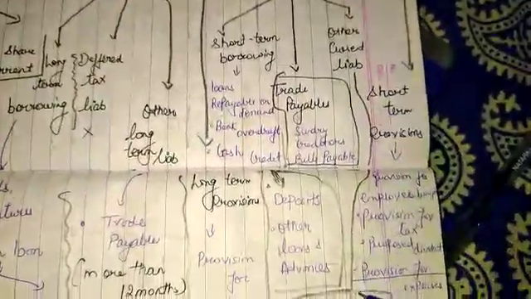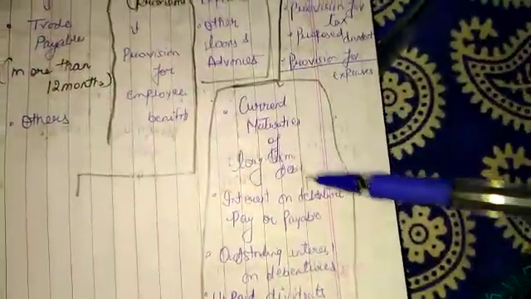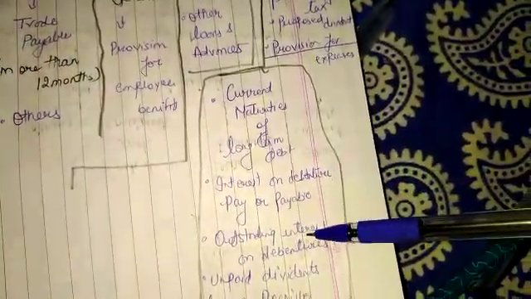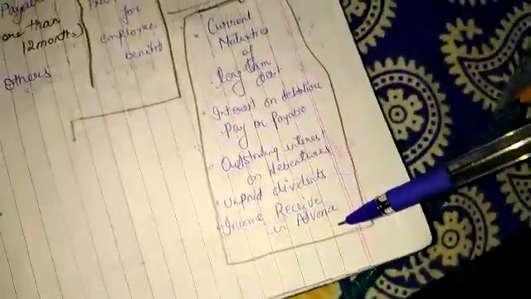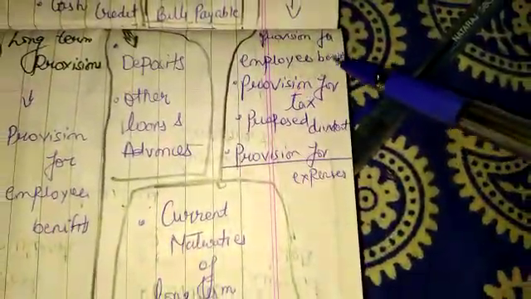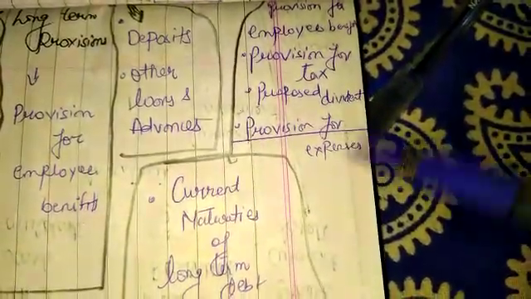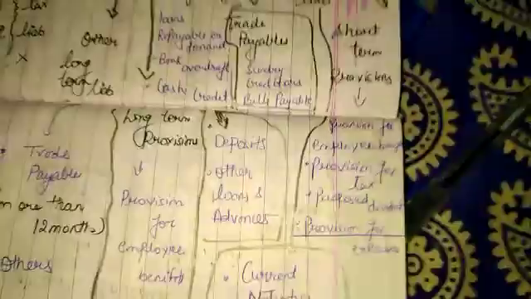Next is other current liability. Other current liability includes current maturities of long-term debt, interest on debentures, outstanding interest, unpaid dividend, and income received in advance. These are the part of other current liability. And in short-term provisions, provision for employee benefit, provision for tax, proposed dividend, and provision for expenses are recorded.